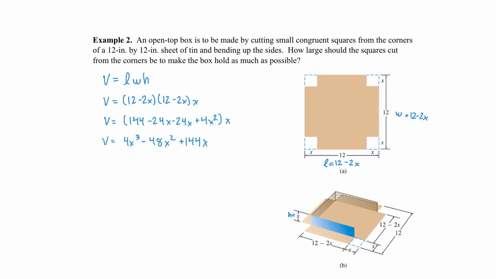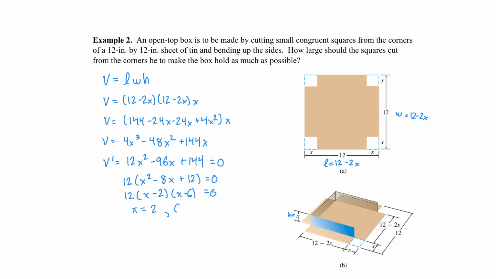Critical points, to maximize, we need the V prime, or the derivative of the volume. So V prime is equal to 12x squared minus 96x plus 144. Setting equal to 0, we can go ahead and solve this by factoring out a 12. So that would give me a 12, and then we would have x squared minus 8x plus 12, since 144 divided by 12 is 12, equal to 0. So we find 12, and then x minus 2, and then x minus 6 is equal to 0. So we find our critical points of 2 and 6.